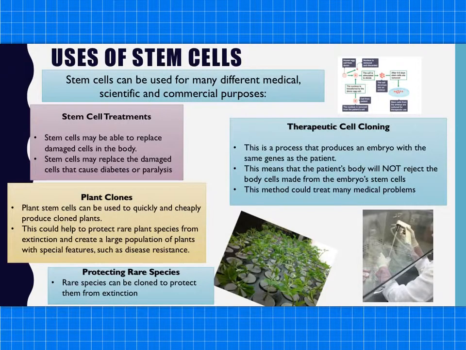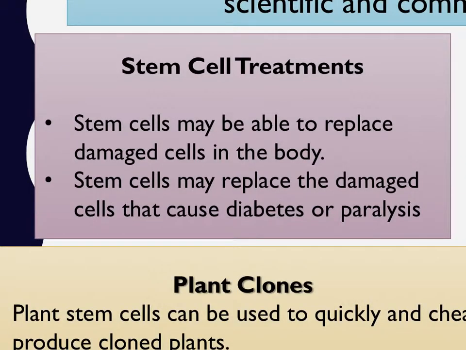So, what can stem cells be used for? Well, stem cells may be able to replace damaged cells in the body, and stem cells could replace the damaged cells that cause things such as diabetes or paralysis.